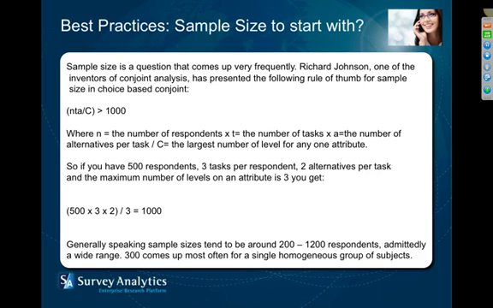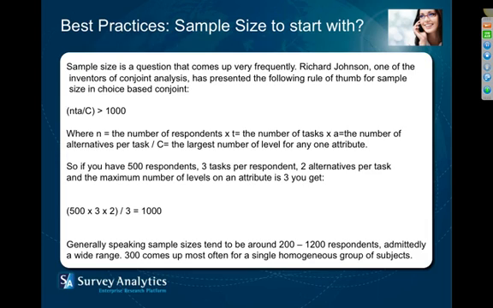So say for instance below here, if you have 500 respondents with 3 tasks, which is the number of pages or cycles you go through, and then you have 2 alternatives per task, which is the number of profiles on each page, and then the maximum levels on an attribute is 3, then you can see that the number below that we have is 1,000, which is greater or equal to the number above, so it would work. Generally speaking, the sample size does often tend to be between 200 to 1,200 respondents, and we admittedly show that it is a wide range.